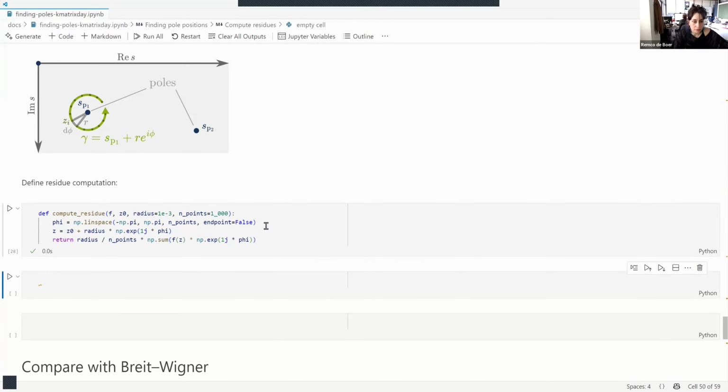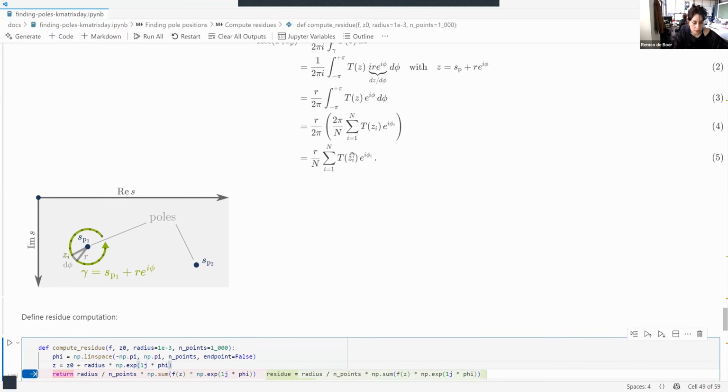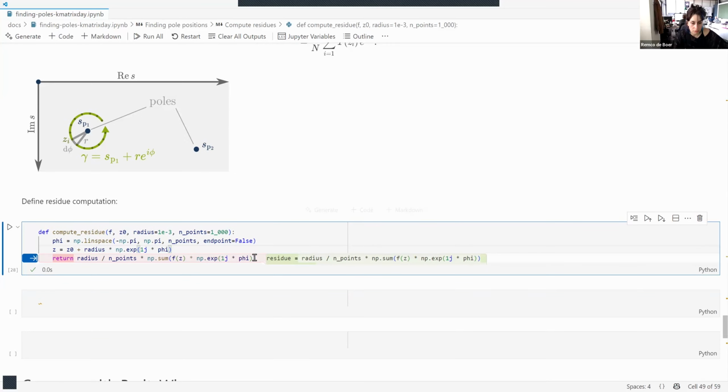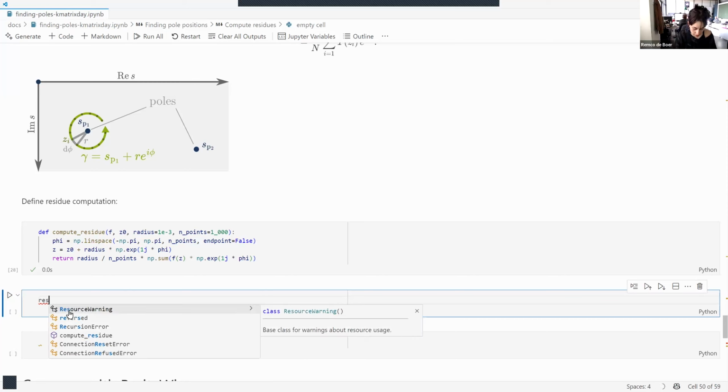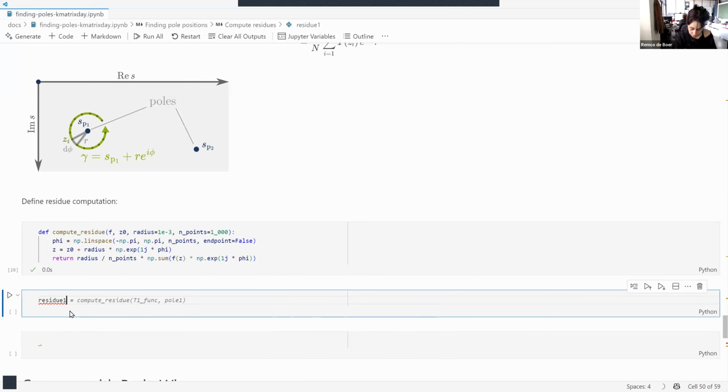Okay, here I define the formula I wrote here in LaTeX. So this should be fine now. And then I can compute the residues for the first and the second pole. So residue 1 is then this one here.